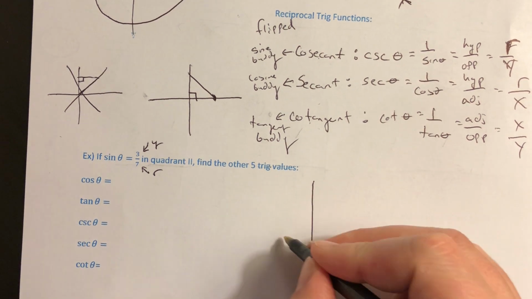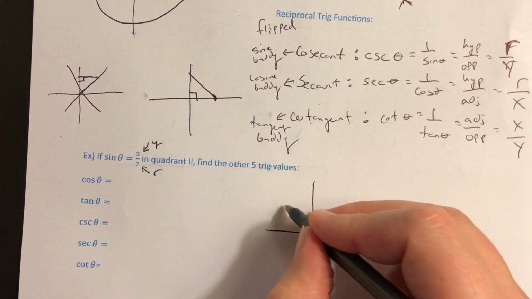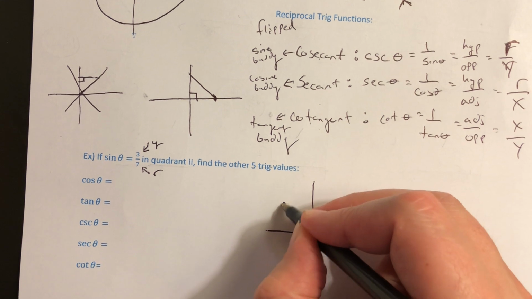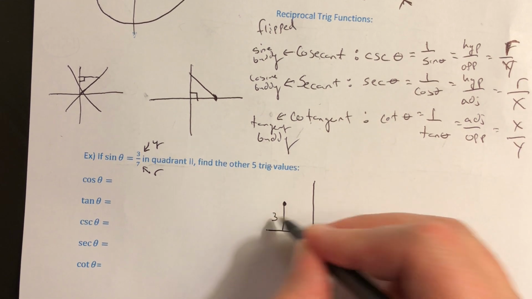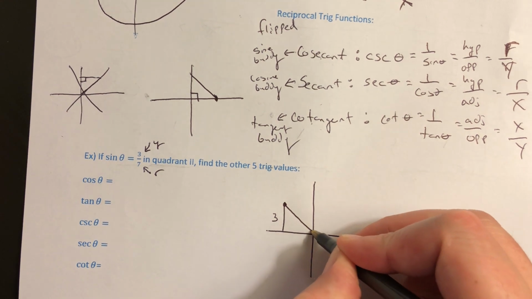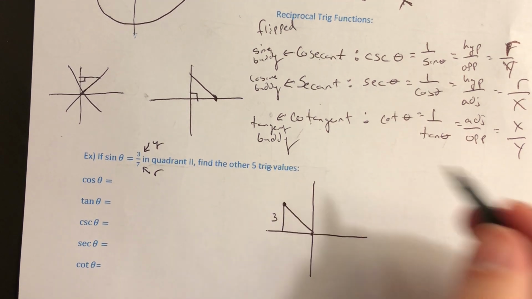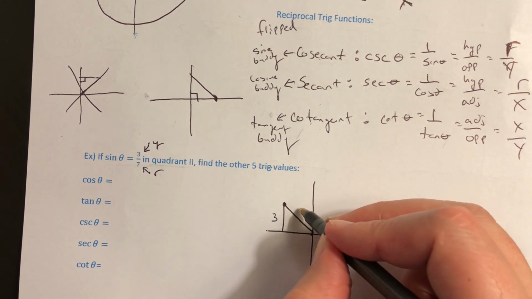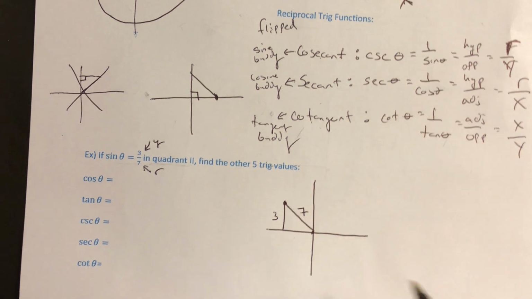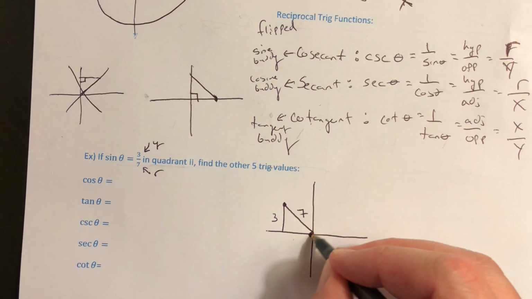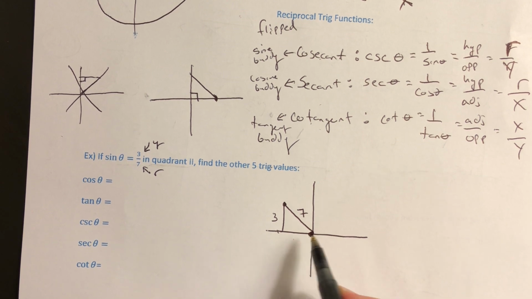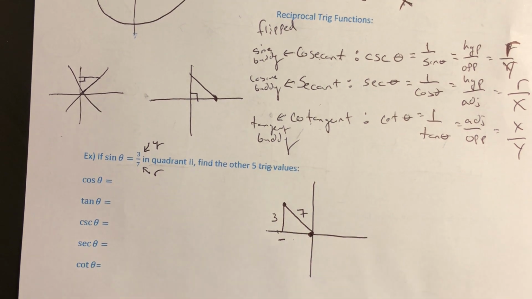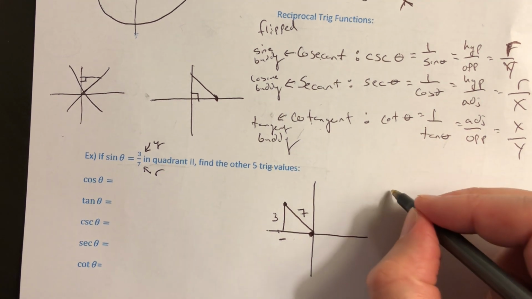So if I draw a diagram in quadrant 2, we're at 3 as my y value. So we know that this is 3, and we know my r value, which now stands for the radius, or the hypotenuse, the same thing, is 7. What we don't know is our x value, but based on our diagram, if we're on this side of the x-axis, we know that it's going to be a negative value. Okay, so let's calculate it.